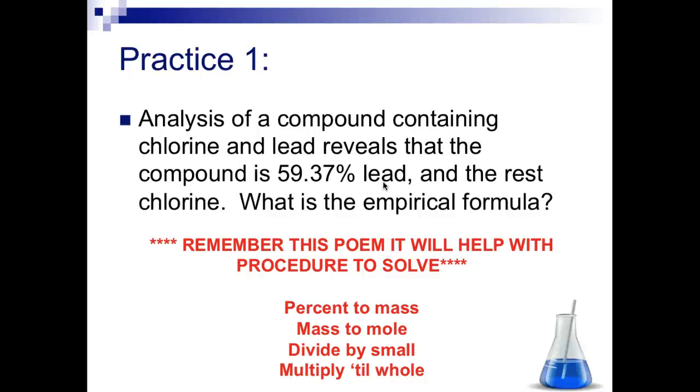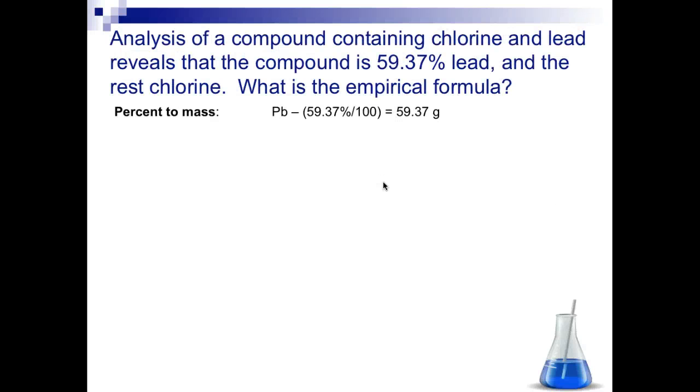Great, well, welcome back. So here's where we're at. We have to go from percent to mass first. If we know that lead has a percent of 59.37, we know that we're going to have 59.37 grams. And 59.37 subtracted from 100 is 40.63. So that means we're going to have 40.63 grams of chlorine.